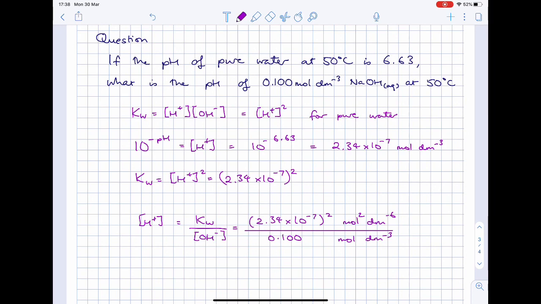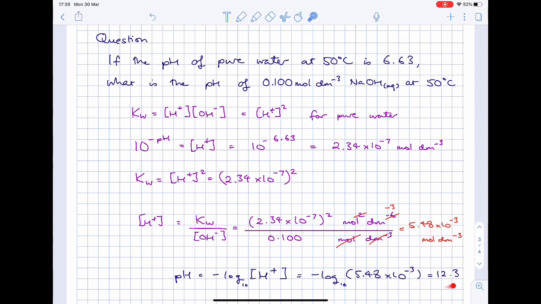Okay, we can cancel out the units as well, and we get this value, and then we plug it into minus log of H+ concentration to work out the pH, and we get a final answer of 12.3.